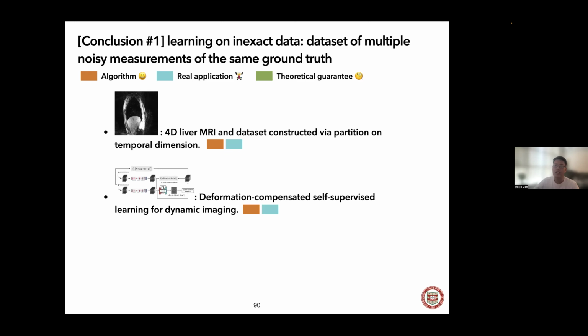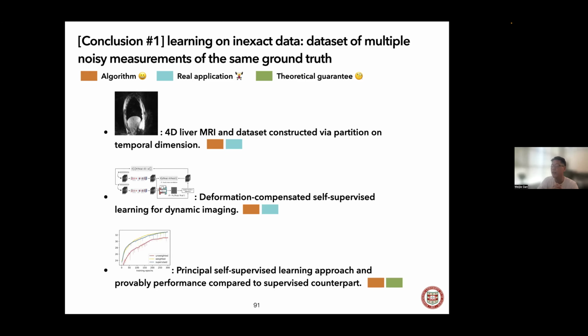And the second thing, since if you are doing partition in the temporal dimension, you always have some motion, or let's say deformation. The second work I talked about in the first topic is DeCoDe, the deformation compensated self-supervised learning for general dynamic imaging. It's also about algorithm and real application.